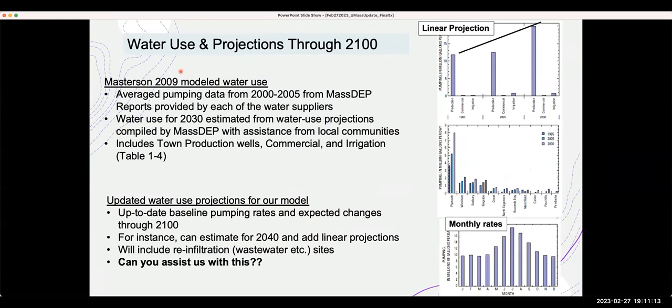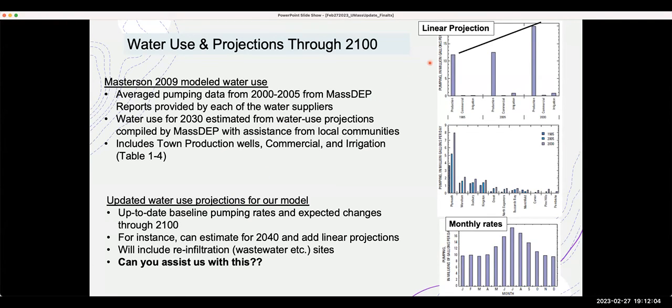Yeah, so Masterson used water use, water pumping from town production wells and commercial and irrigation, to put into their model. We want to do the same, but update it because those are from 2000 and 2005, and they only go up to 2030, which is obviously pretty soon now. An ask would be to compile extraction pumping rates from the towns, particularly the town production wells, but also commercial properties and irrigation within those towns.